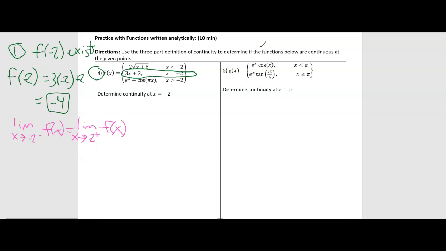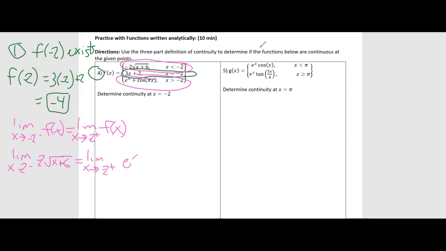And then we need to figure out which f of x function we need to use. So on the left-hand side, right, when we're talking about the negative side, well, we're going to look at this piece because that's when x is less than -2. So we're going to look at -2 times the square root of x plus 6. And for my other side, as we approach -2 from the positive side, I'm going to be using this piece down here because that's when x is greater than -2.